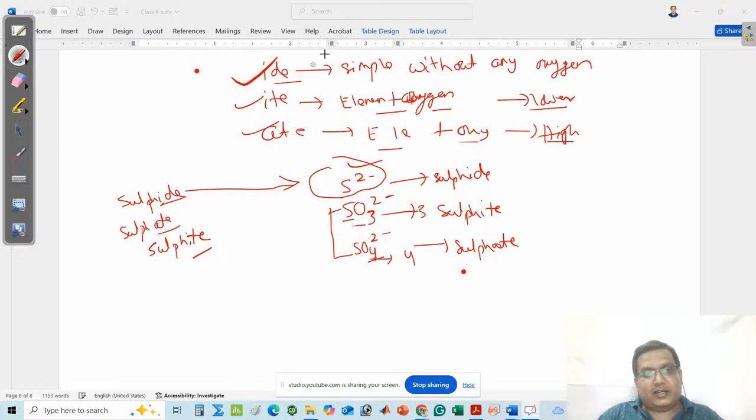Again, I will repeat. Remember, ide is a simple ion without any oxygen. Ite is element plus oxygen with the lower oxygen. Ate is element with a higher oxygen.